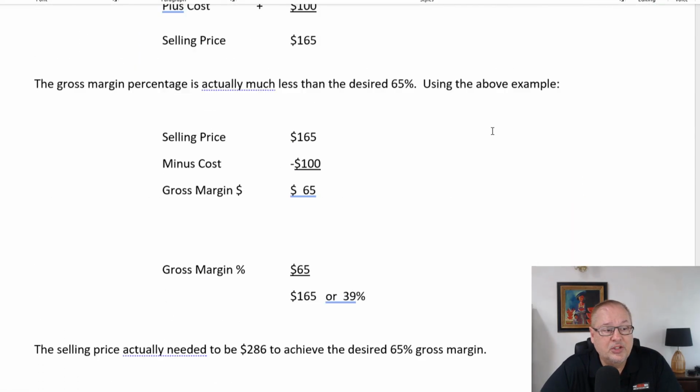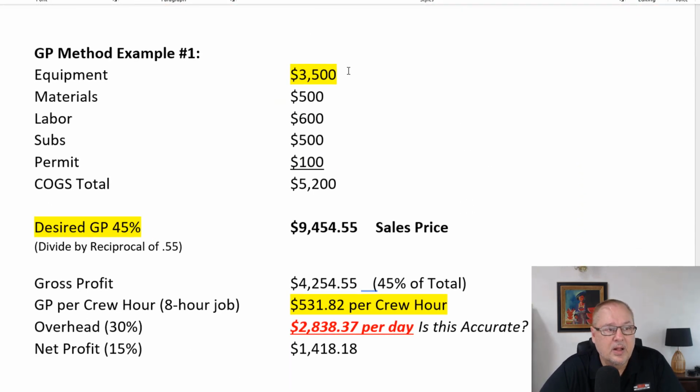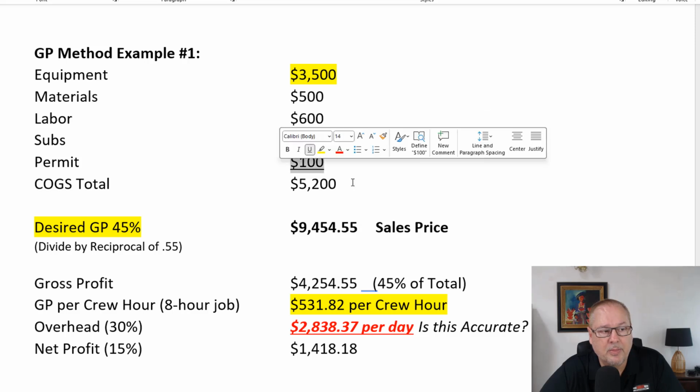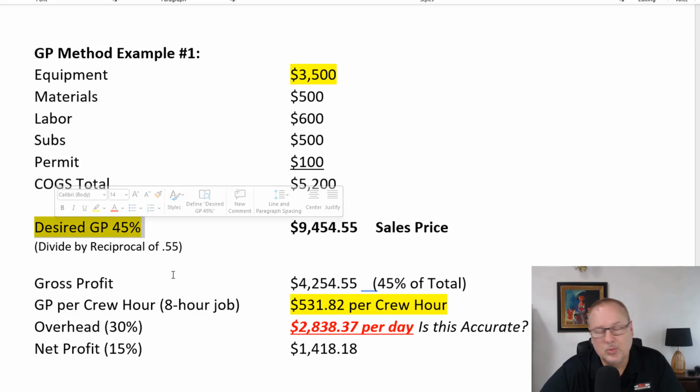So let me show you an example down here. This is on a change out. So if we had $3,500 worth of equipment and we had $500 worth of material, $600 worth of labor, $500 sub, and $100 permit, our COGS would be $5,200. So if we use that method up there of 40%, but let's say we wanted 45% because we want to make a little bit more profit, maybe 50%, we would divide the reciprocal.